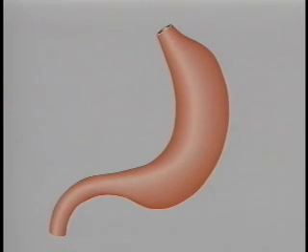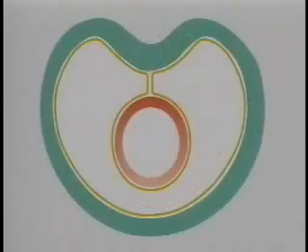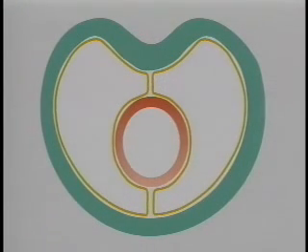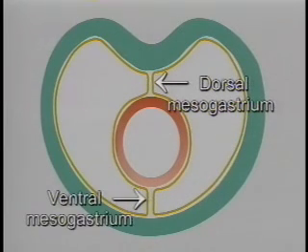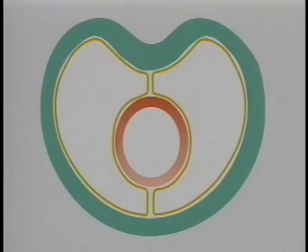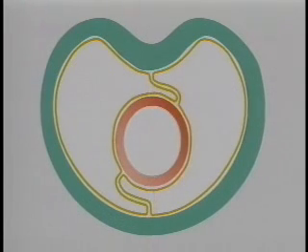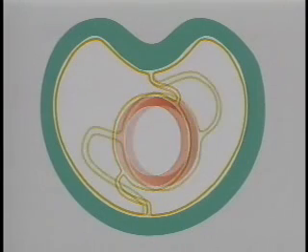The foregut is different from the rest of the GI tract. The hindgut and midgut are attached to the body wall by a double fold of peritoneum, only along the back. The foregut is attached also at the front. Its two attachments are the dorsal mesogastrium behind and the ventral mesogastrium in front. As the foregut rotates, the dorsal and ventral mesogastrium rotate with it.